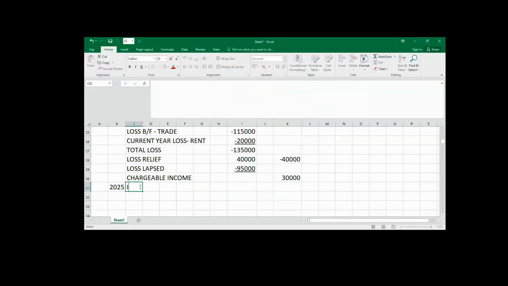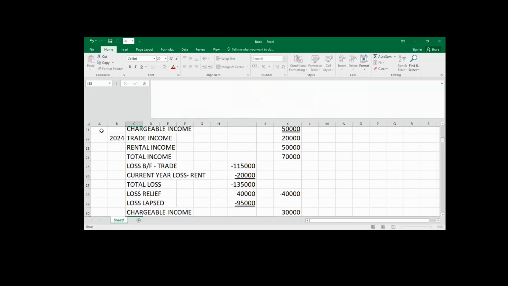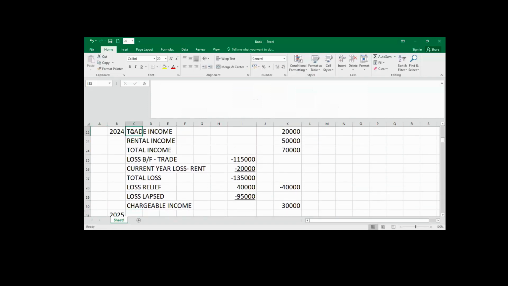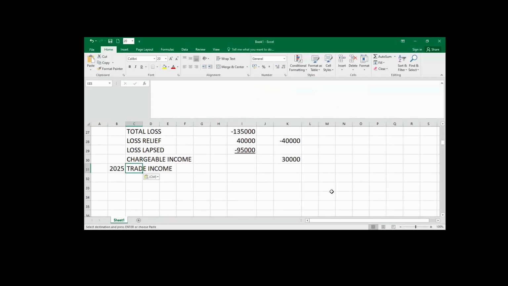We have it as trade income. How much is the trade income? 80,000. Trade income, 80,000 naira.